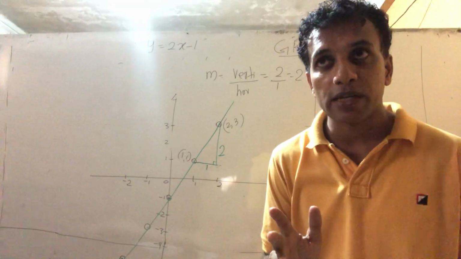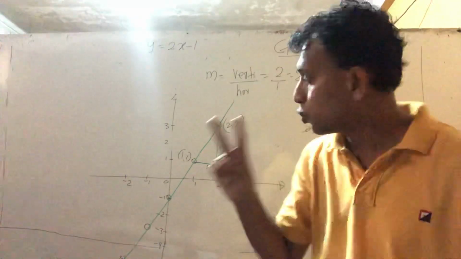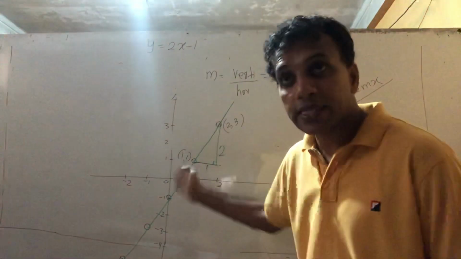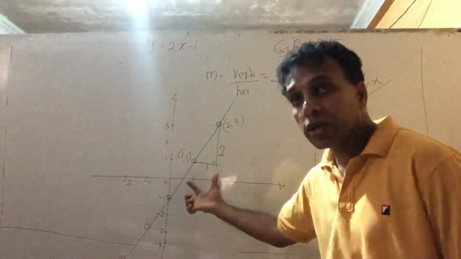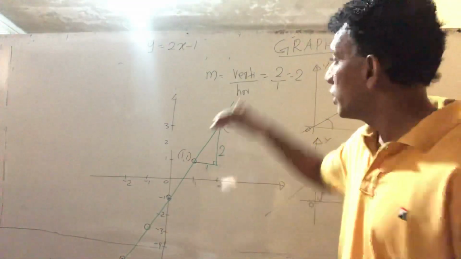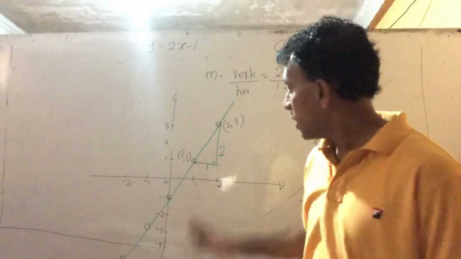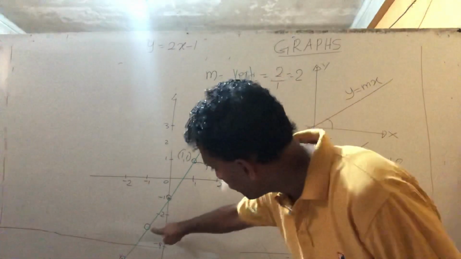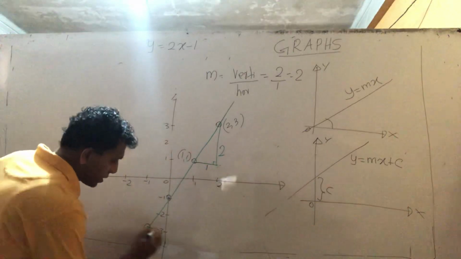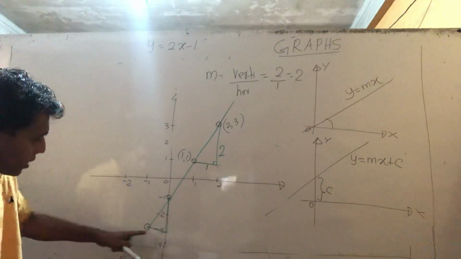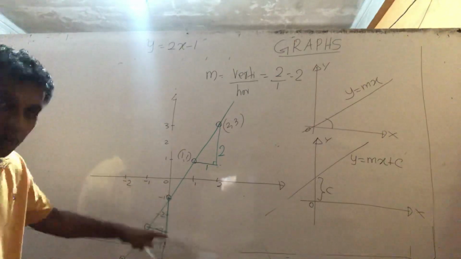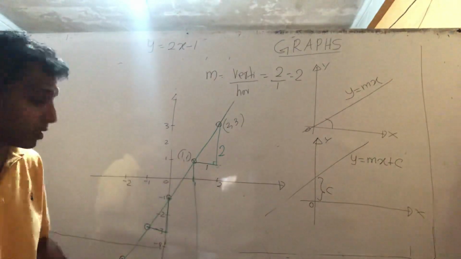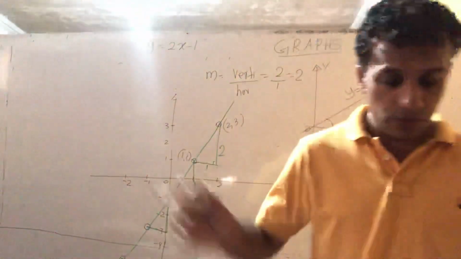But the method of finding the gradient in the graph: you take any 2 coordinates and draw a right angle triangle, keeping this side as the hypotenuse, and take the horizontal and the vertical, you mark those values. Vertical divided by the horizontal is another method of finding the gradient. Not only these 2 points, any points you take, you can draw here also. You can draw a right angle triangle and the same answer comes. You can draw a big one here also. So copy this.